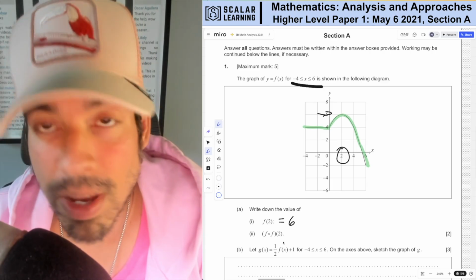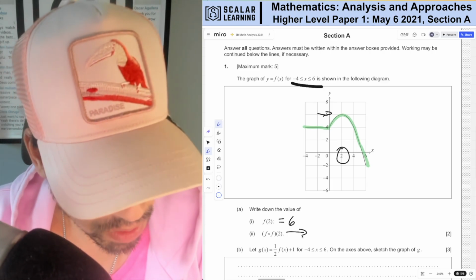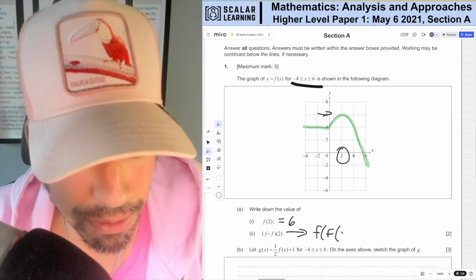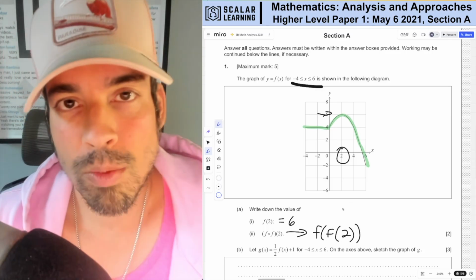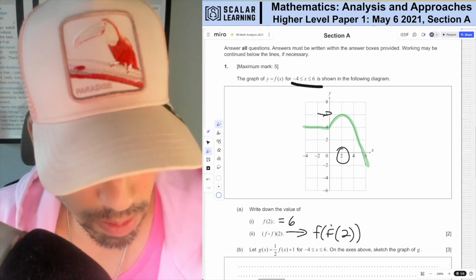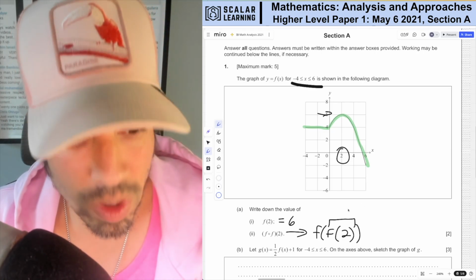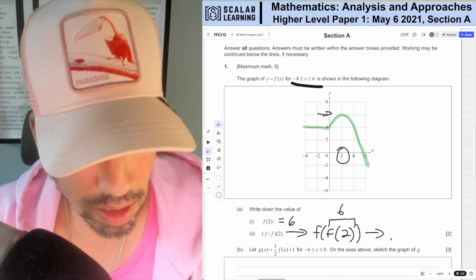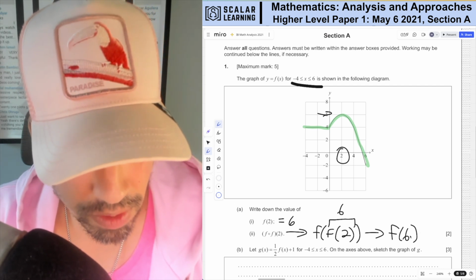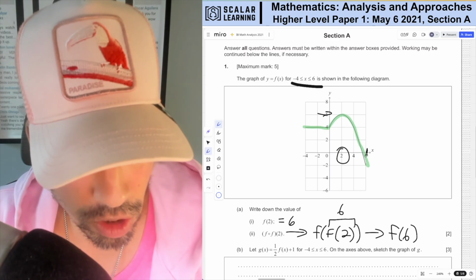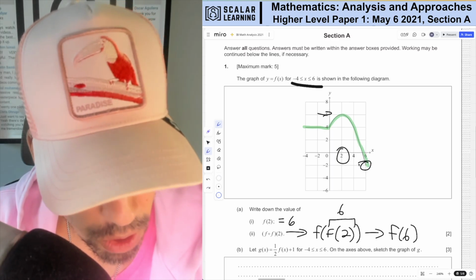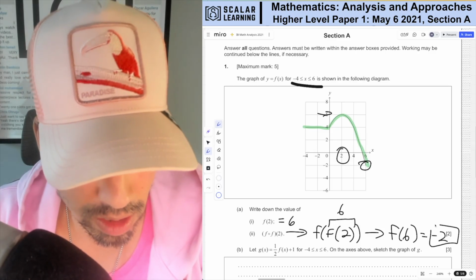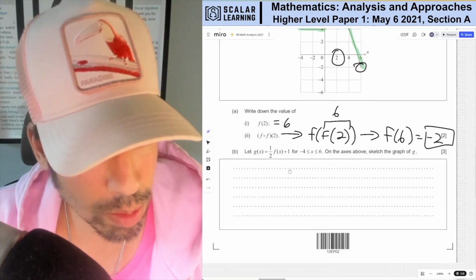And so my answer to this one is 6. Next, we want f of f of 2. This is function composition notation, so I like to rewrite it as f of f of 2. The way we answer something like this is we go inside out. So first I'm going to say, what is f of 2? Well, we already know that f of 2 is 6. So since this is 6, this is essentially the same as what is f of 6. Now we're going to look at 6 on the x-axis and say, what's the corresponding function value at 6? And that is -2. So the answer right here is -2. That's how you do it. Now let's move on to B.